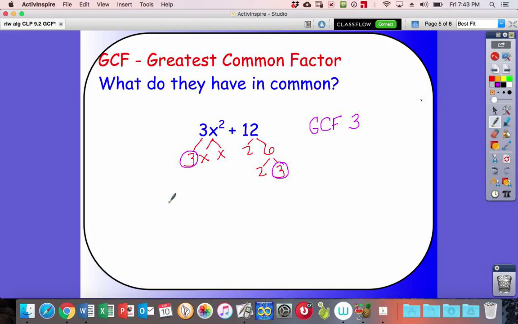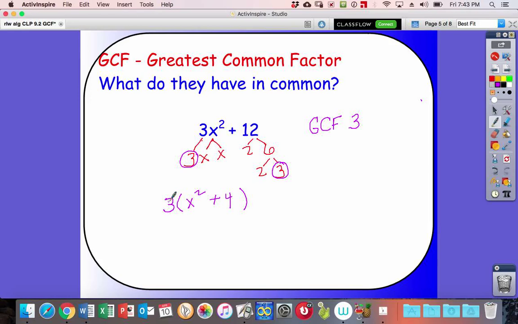Okay, the next step is how do you factor it out? Well, once you have your greatest common factor, you're going to take it over here. I'm going to put it outside the parentheses. So what do I have? If I take that 3 and I put it out here, what's left here? x squared. What's left here that's not circled? Plus 4. That's how I would factor it out.